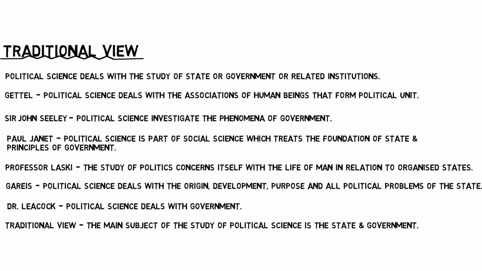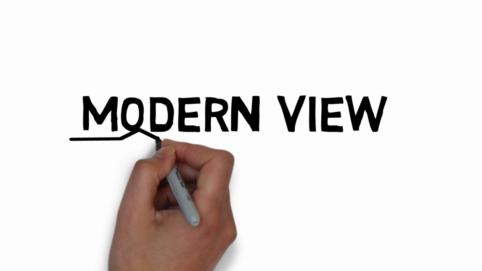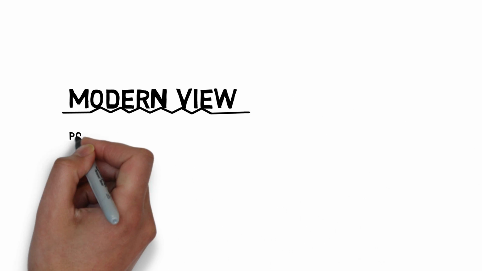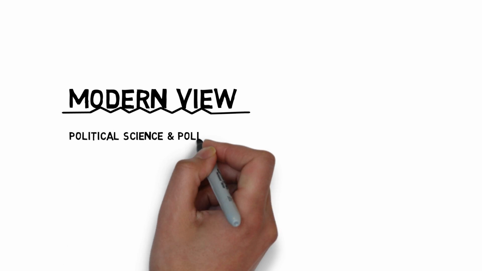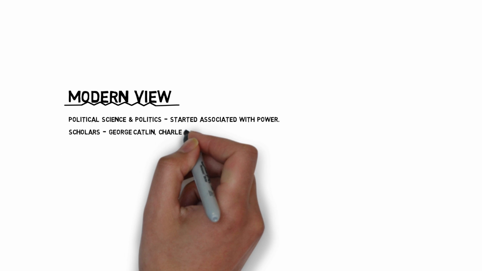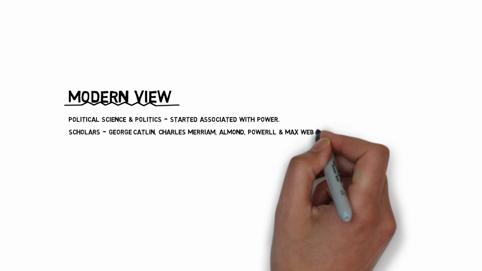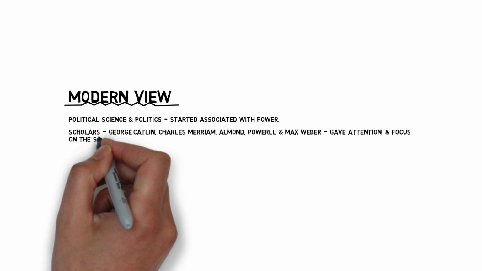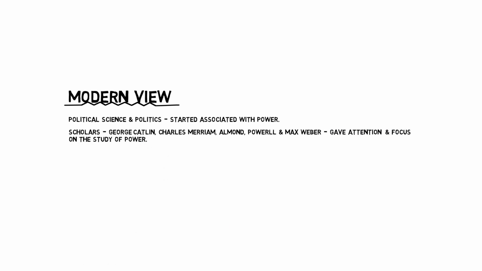Now let us understand the modern view perspective and the meaning of political science from the modern view. In the modern view, the meaning of political science and politics started to be associated with power. And scholars such as George Catlin, Charles Merriam, Almond, Powell, and Max Weber were among those in the 20th century who gave attention to and focus on the study of power.